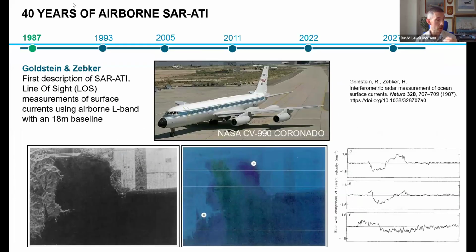Now, these technologies are about 40 years old now. Airborne SAR ATI was first described by the seminal work of Goldstein and Zebker back in 1987, where they flew an 18-meter long L-band array, really quite a large array, on this NASA Convair Coronado, where they made the first line of sight observations of ocean surface motion. I think this was in the Bay Area, but this was their data from their short paper. So very simple line of sight observations, but the first line in the sand, as it were.